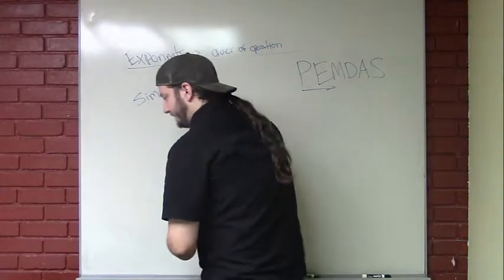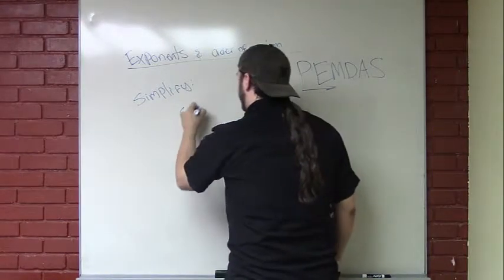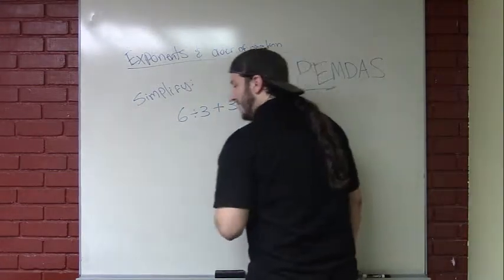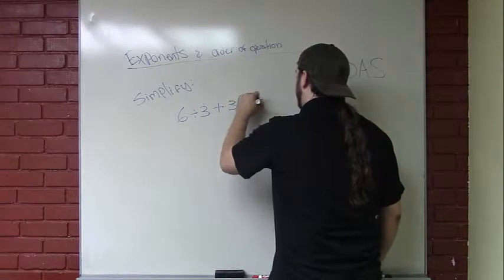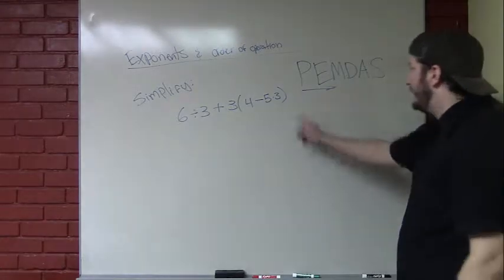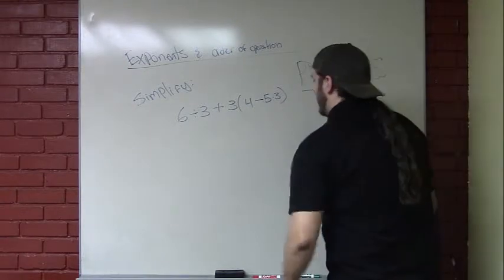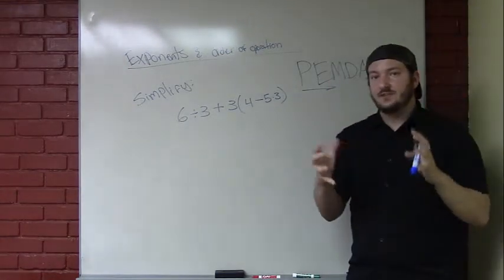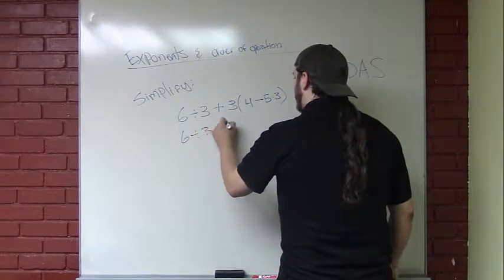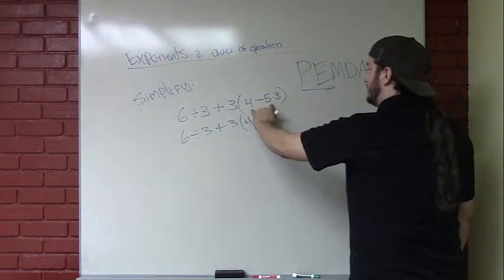Let's try another one. So we have 6 divided by 3 plus 3, and then in parentheses we got 4 minus 5 times 3. Okay, so now parentheses. You see parentheses, we have some stuff in here to do. So that's what it means by parentheses, if there's something to do within parentheses. So we're just going to have 6 divided by 3 plus this 3 here. So within the parentheses, you can also do order of operations.